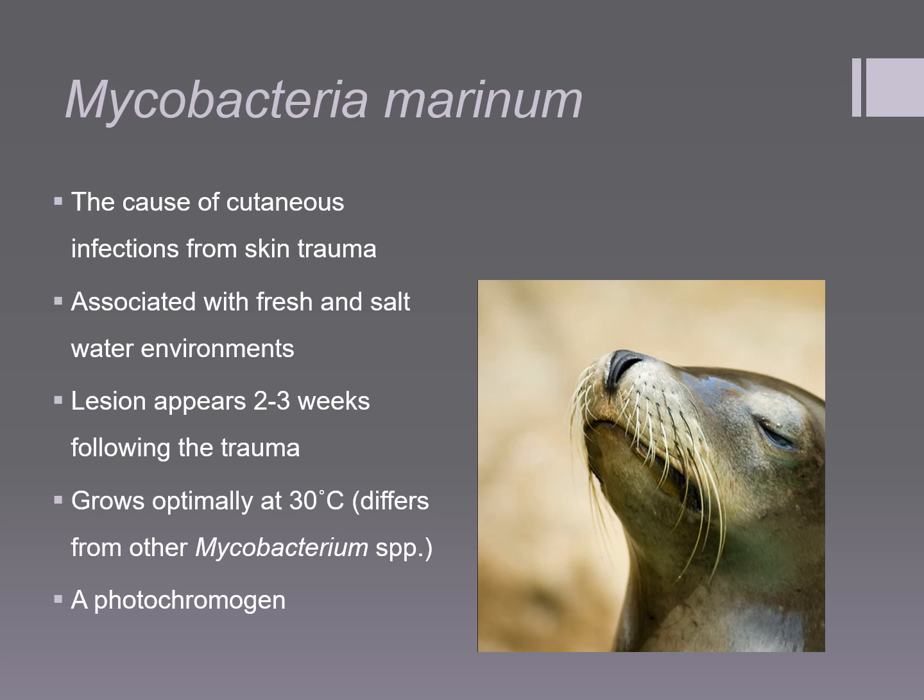It does grow optimally at 30 degrees, which is a little bit different than other Mycobacterium, and it is a photochromogen. When I worked at Bryan Hospital, we had a seal that came in from the Omaha Zoo, and it had lesions on its body, and come to find out the lesions were Mycobacterium marinum.